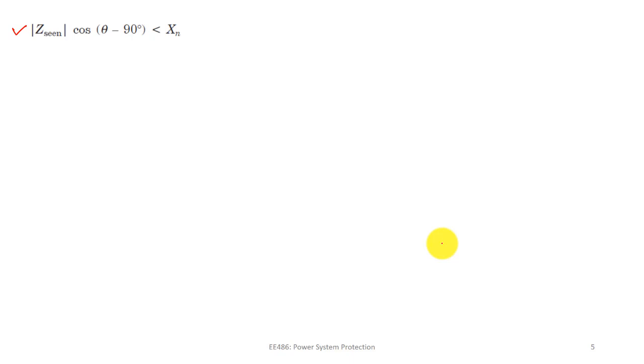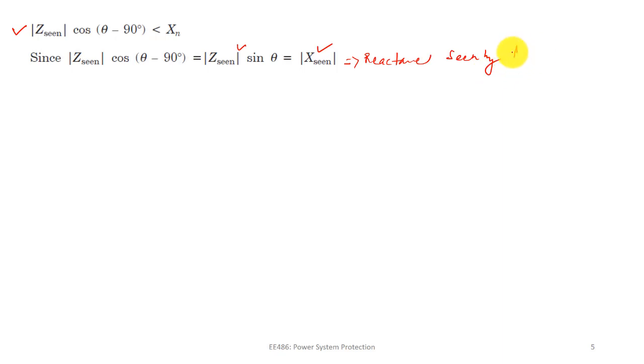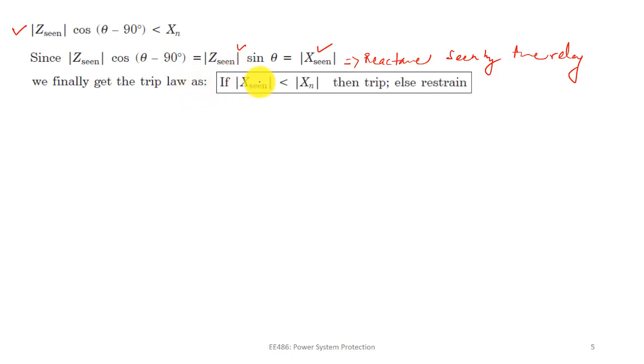So now your equation became Z sin cos of theta minus 90 degree is less than Xn, and from this Z sin cos theta minus 90 degree is nothing but Z sin sin theta, and that is equal to X sin. Okay, so Z sin sin theta is your X and Z sin cos theta is your R. So your Z sin sin theta now became the X sin, that is the reactance seen by the relay, right? So now I can say that we finally get the trip law as X sin is less than Xn. If your X sin, that is the reactance seen by the relay, is less than the set value of the reactance, then it trips, else it restrains.